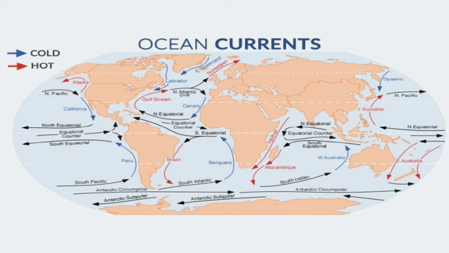Warm ocean currents make the coastal areas warmer. If there are warm ocean currents, that coastal area will have a warm climate. Whereas cold ocean currents make the coastal areas cool. You can see there are many hot and cold currents in the world map. In blue color you can see there are cold currents, and in red color there are hot currents. So these are ocean currents and they also affect the climate of coastal areas.